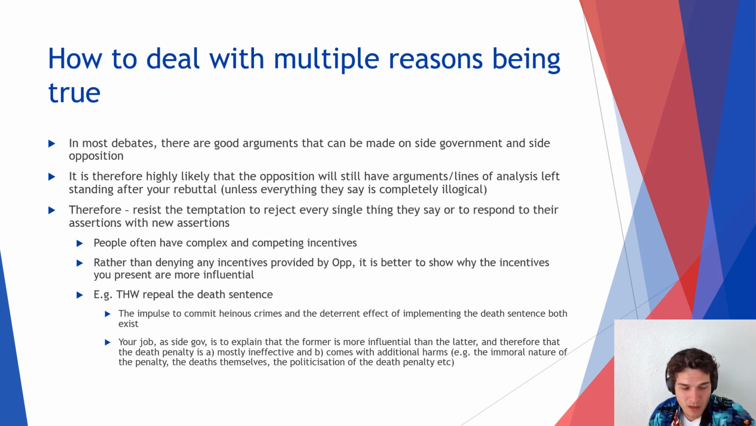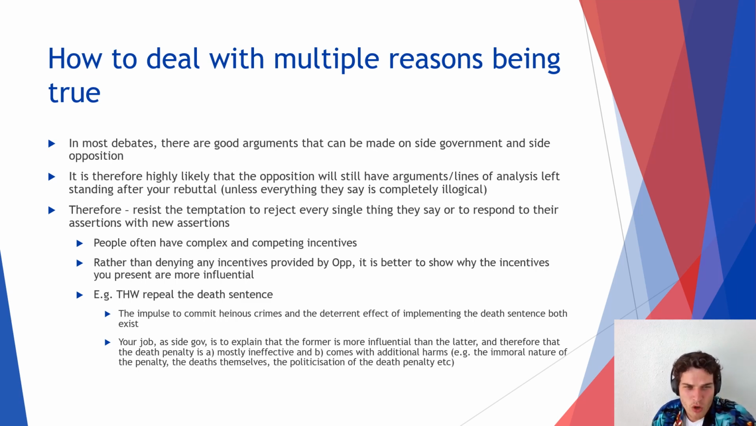So an example here is the debate, this House will repeal the death sentence. The impulse to commit heinous crimes and the deterrent effect associated with the death sentence. So the idea that you might have some people who are complete psychopaths that really want to kill others, but also the claim that some people are fearful of the idea of being killed by the state. They can both be true. But your job on side government is to explain that the former is more influential than the latter.